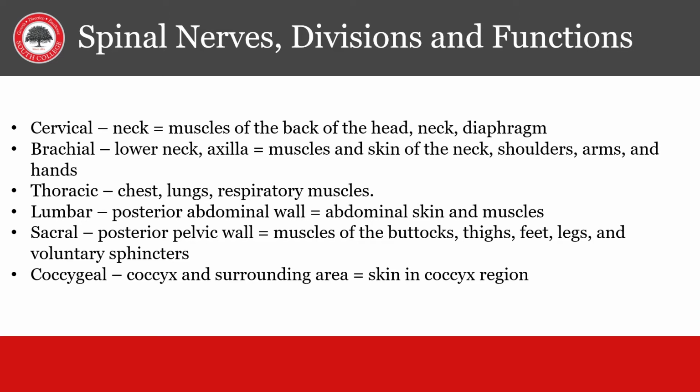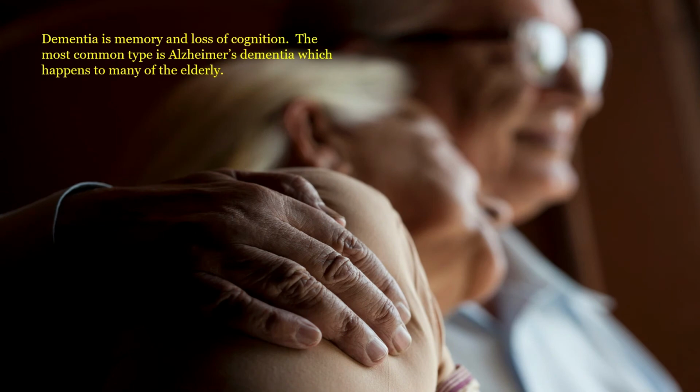Now for some nervous system pathology. Dementia is a loss of memory and cognitive function over time. The most common type of dementia is Alzheimer's dementia, which affects the elderly most often.